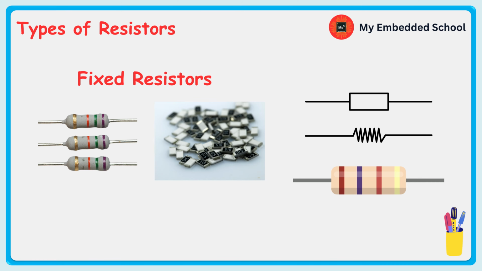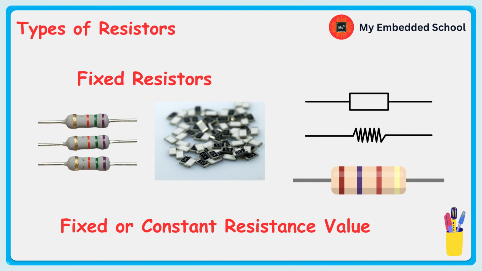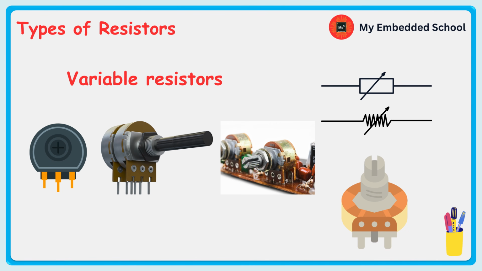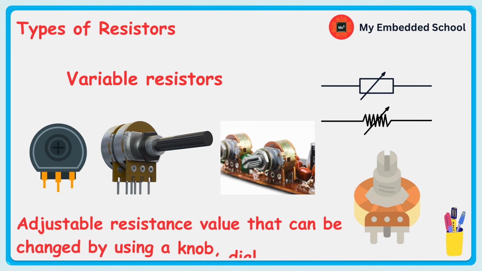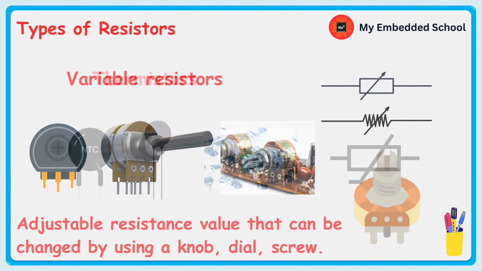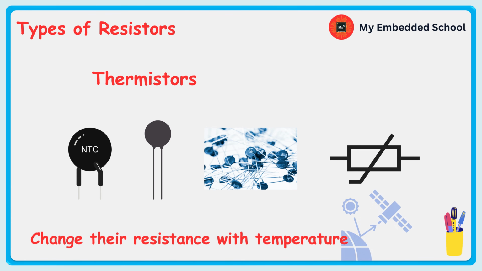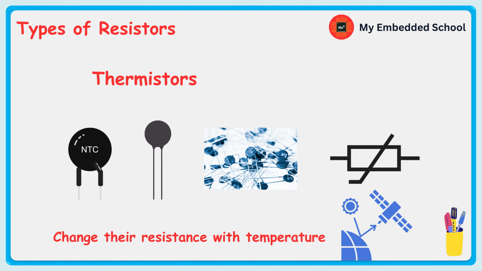Fixed resistors, resistors that have a fixed or constant resistance value that does not change with temperature, voltage, or time. Variable resistors, resistors that have an adjustable resistance value that can be changed by using a knob, dial, or screw. Thermistors, resistors that change their resistance with temperature. They are used for temperature sensing and control.